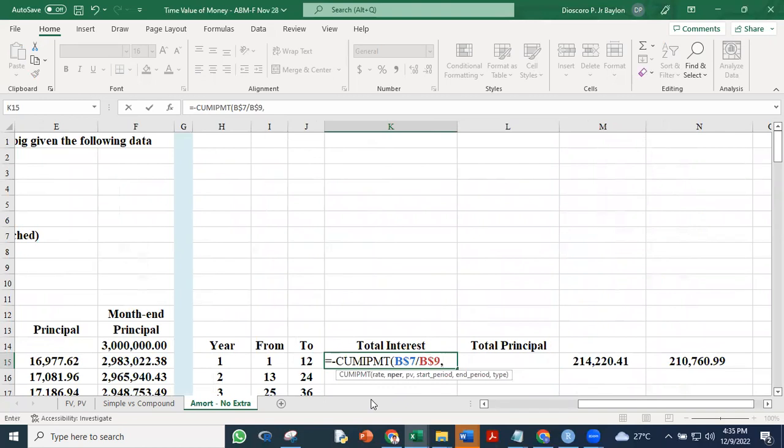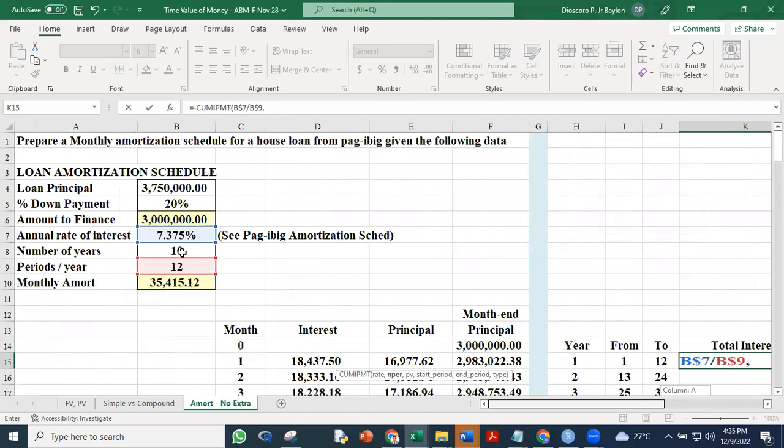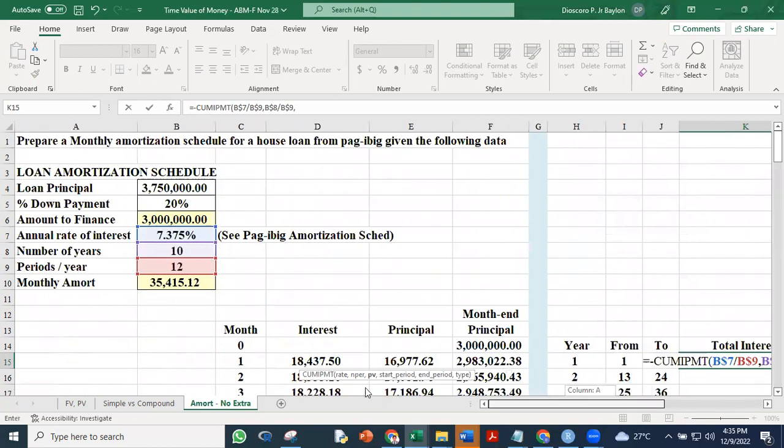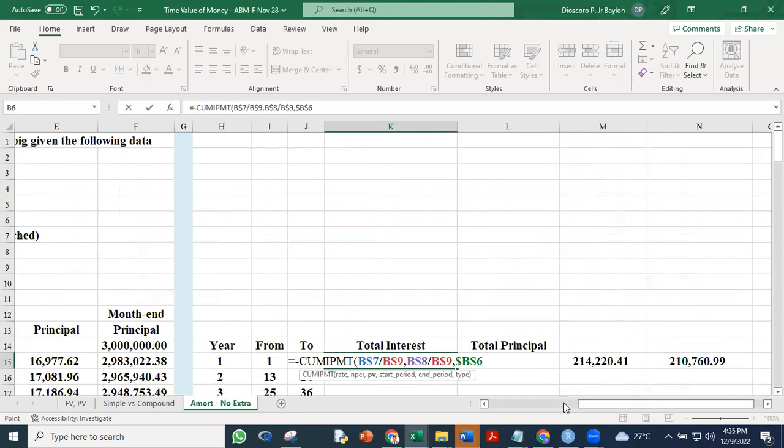The number of periods is also, we could have given this a name, 10 years, divided by also B9. Divide by 12. Okay, so that's your nper. Our present value is 3 million. And then we're also going to fix this because we're going to copy this down. Okay, comma, start period is month 1, comma, end period is month 12, comma, type is end of the period, right? So we don't need to fix this.